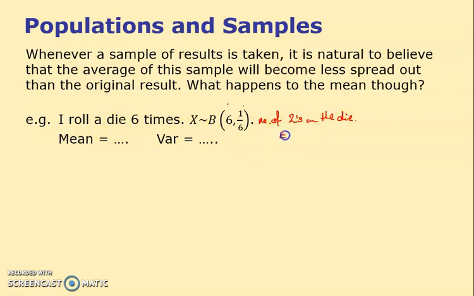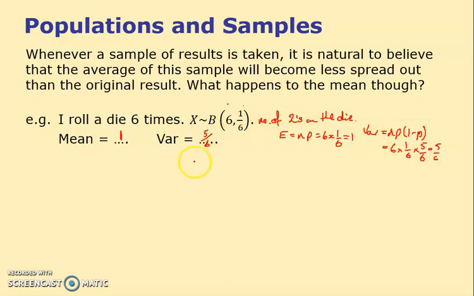You may recall that the expectation for a binomial distribution is np. So E equals np, so 6 times a 6th is obviously 1. So I'd expect to get, every time I rolled it, 1 two. And the variance, you may recall, is np(1 minus p), or npq. So that's 6 times a 6th times the probability of not getting it, which is 5/6. So 5/6. That's the variance.